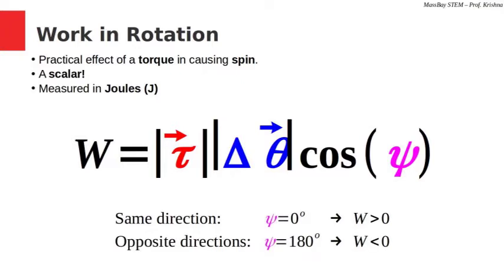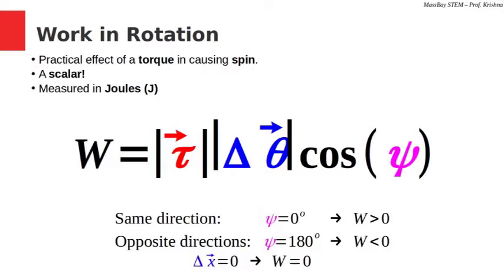On the other hand, if the torque is counterclockwise but angular displacement is clockwise, or vice versa, then one vector points in k hat and the other in negative k hat. The angle between them is 180, which makes the cosine negative 1, which in turn makes the work negative. This is the same pattern as in linear work. When a force pushes an object in the same direction as the displacement, it does positive work. When it points in the opposite direction, it does negative work.